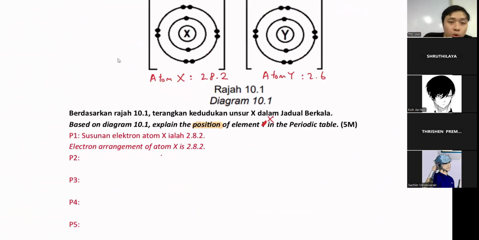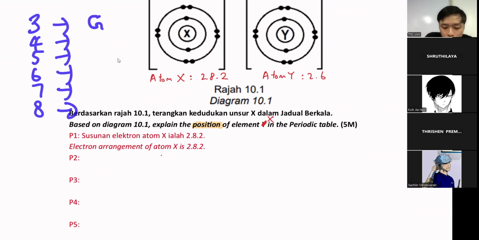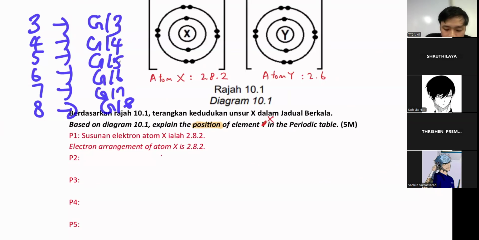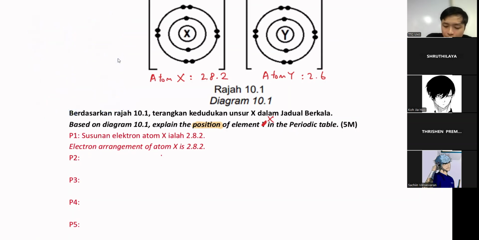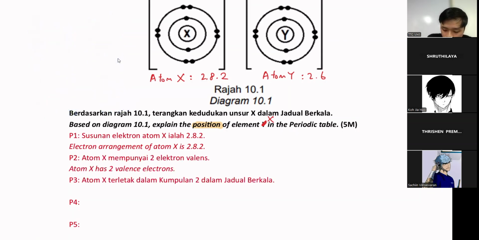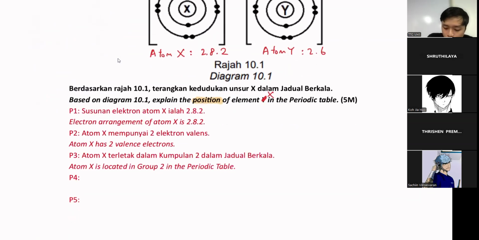And remember, for those who don't know, if you see 1 or 2 valence electrons, it's group 1, group 2. If you got 3, 4, 5, 6, 7 valence electrons, you need to plus 10, so it's group 13, 14, 15, 16, 17, 18. So this one is group 2. Group 2, that's why you got 2 valence electrons.